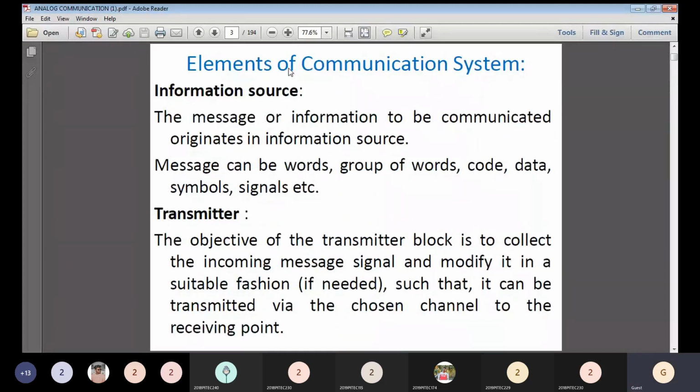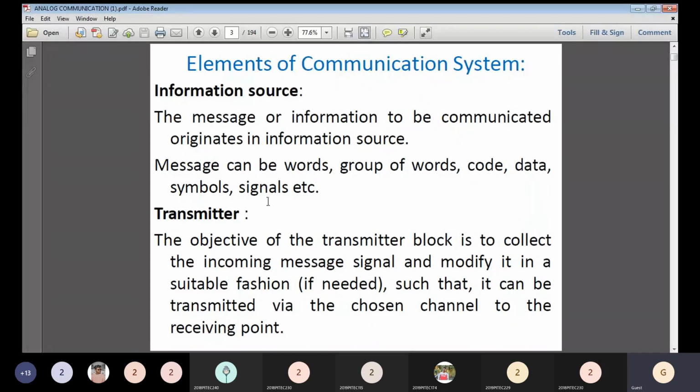So these are the elements of a communication system. The information source can be of any type: a group of words, code, data, symbols or signals, man-made voice. Today I am taking class, so my voice is an example of a signal. I am the transmitter. I am giving a lecture, and my lecture is an example of a signal.